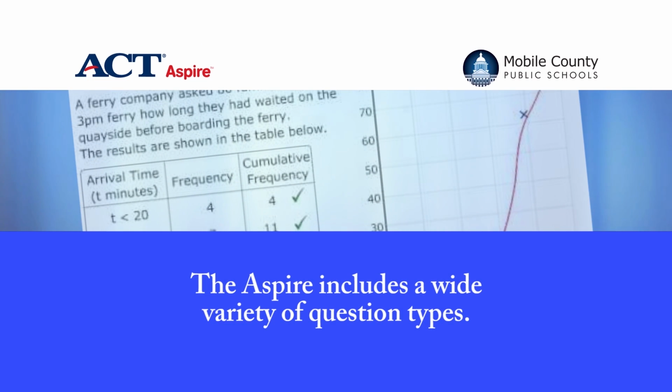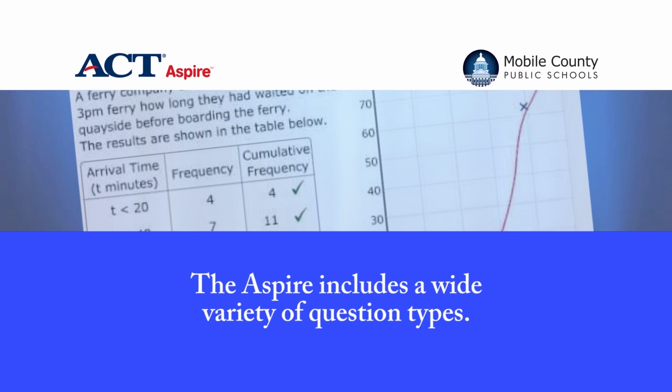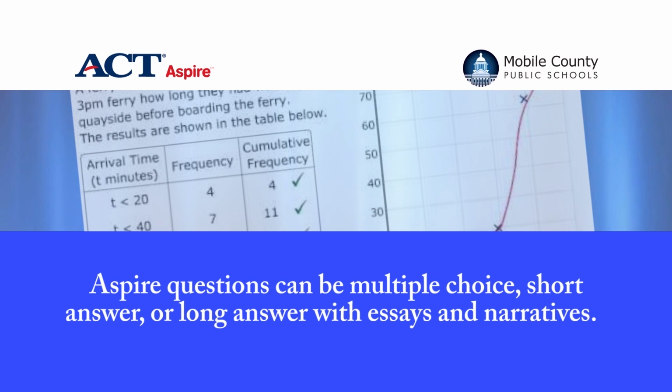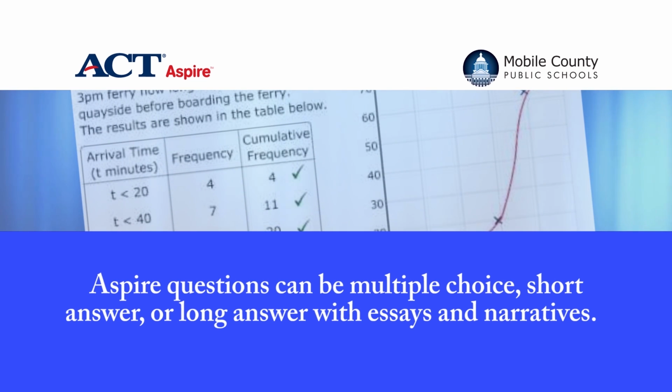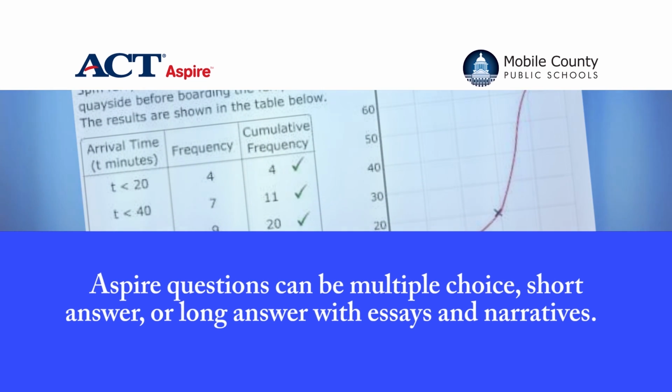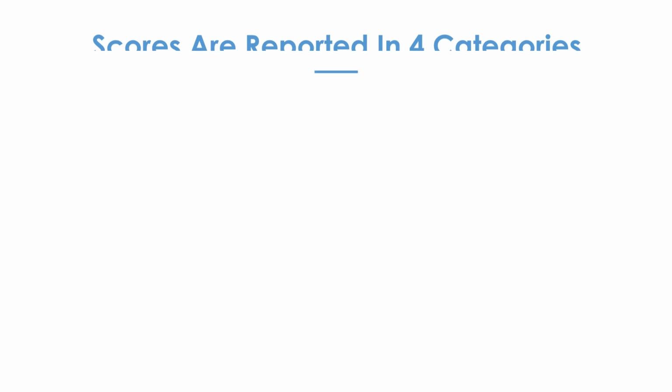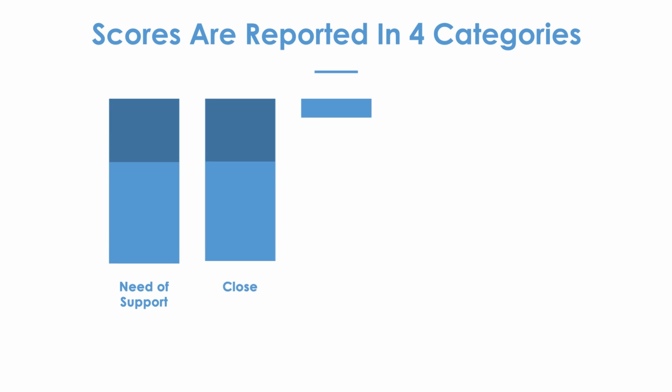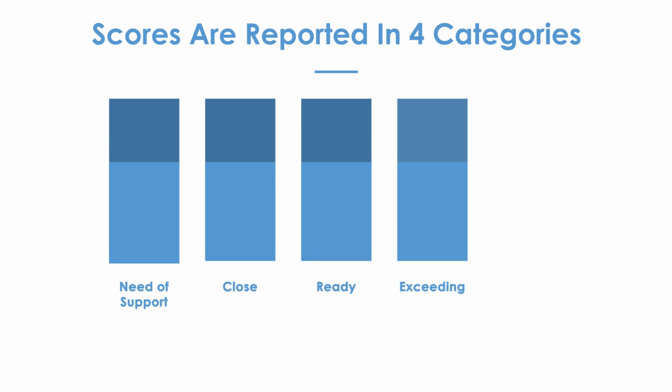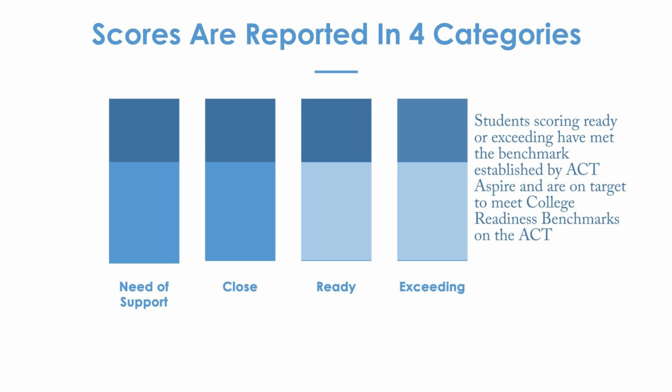The Aspire includes a wide variety of question types. Aspire questions can be multiple choice, short answer, or long answer with essays and narratives. Scores are reported in 4 categories of in need of support, close, ready, and exceeding. Students scoring ready or exceeding have met the benchmark established by ACT Aspire and are on target to meet college readiness benchmarks on the ACT.